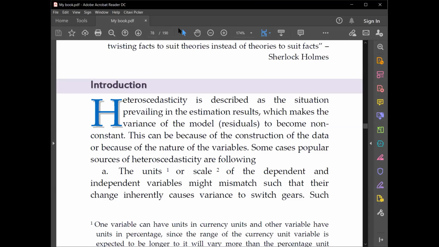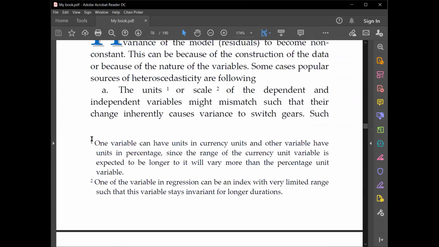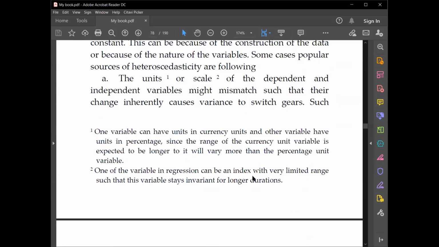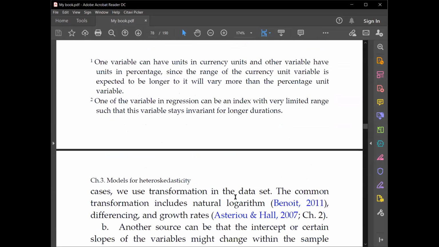Let's move forward and see what the problems are. The first problem of heteroskedasticity may be that the units or scale of the dependent variable and independent variable mismatch. So you are estimating a model where the units or scale of the data are not matching with each other, such that their change inherently causes variance to switch gears. What does it mean? Such as in cases where we use transformation of data. Let's go back to the whiteboard and I will give you this example, and then we'll come back to this point again. Let me share the whiteboard.